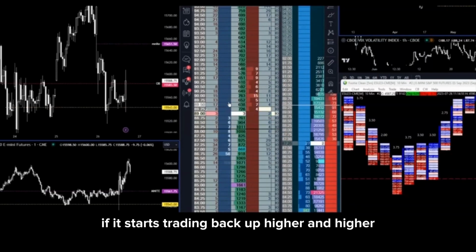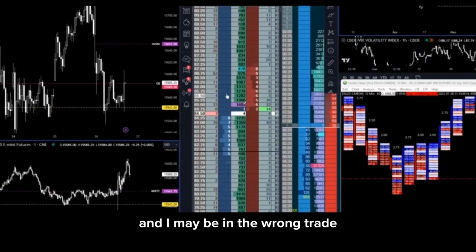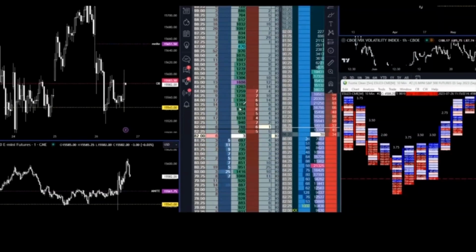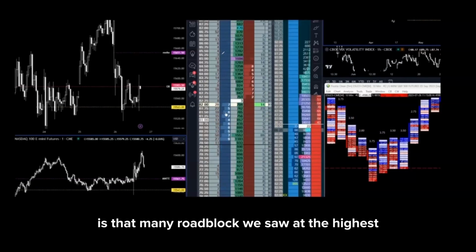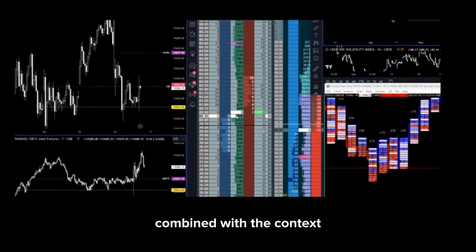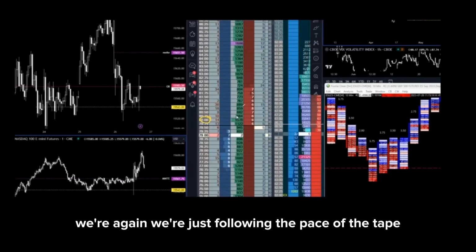If it starts trading back up higher and higher, this is something to pay attention to, and I may be in the wrong trade. You can see that very subtle jab at sixes, that mini roadblock we saw at the highs combined with the context got us all the way down back to 80s, right? We're just following the pace of the tape.